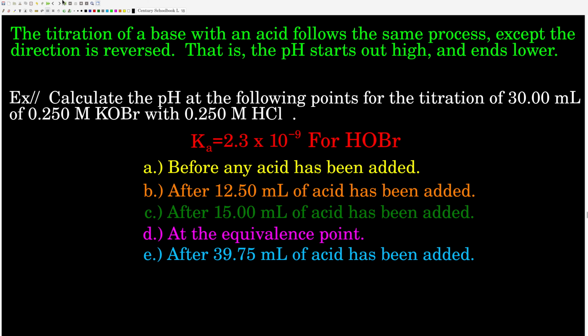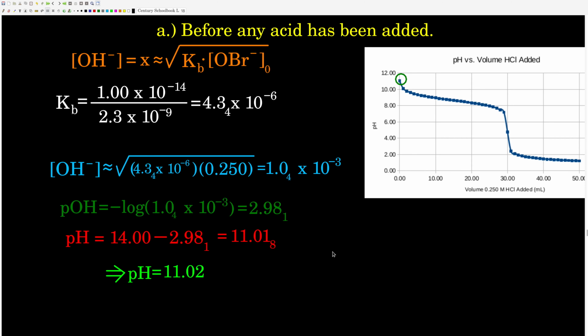Welcome back, guys. Let's get started. So before any acid has been added, because it's a base in there, we get the concentration of hydroxide by taking the square root of the Kb times the concentration of the base, right? Kb is Kw over Ka, 4.3 times 10 to the minus 6. Again, this is because we have a weak base. That's all we have in solution. So it's in equilibrium, right? Producing hydroxide ion. So its Kb is the concentration of hydroxide times the concentration of the conjugate acid over the concentration of the base. And it works out like this.